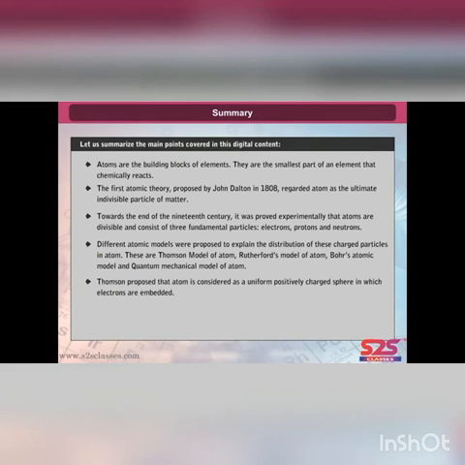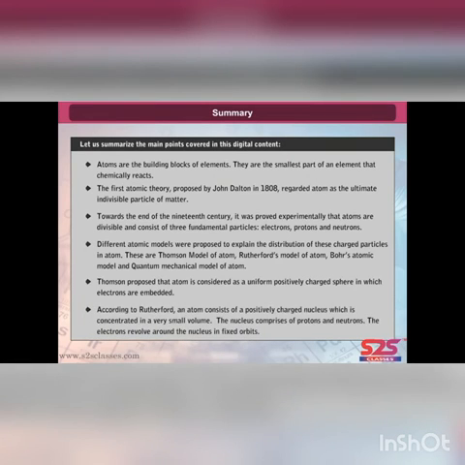Thomson proposed that atom is considered as a uniform positively charged sphere in which electrons are embedded. According to Rutherford, an atom consists of a positively charged nucleus which is concentrated in a very small volume. The nucleus comprises of protons and neutrons. The electrons revolve around the nucleus in fixed orbits.